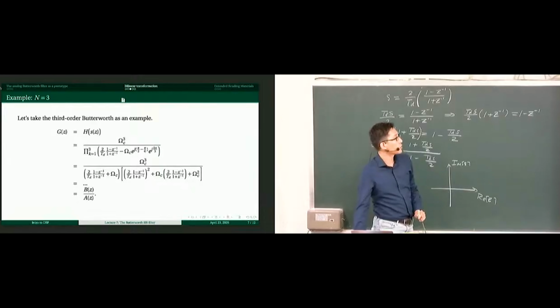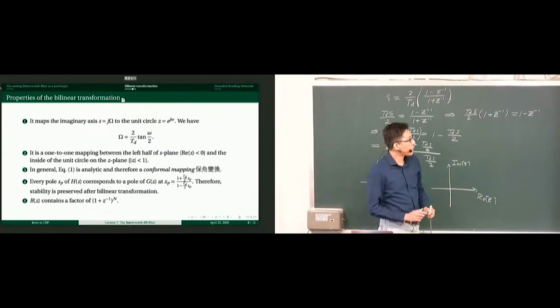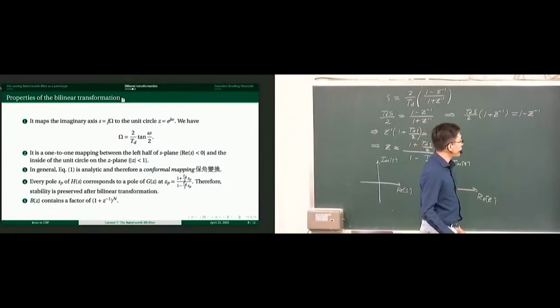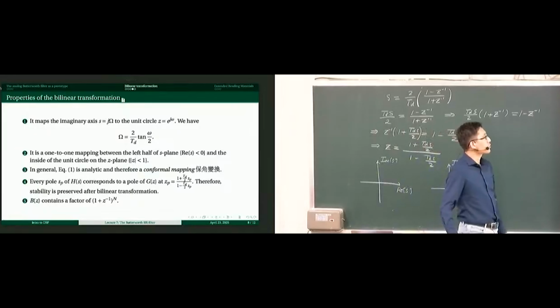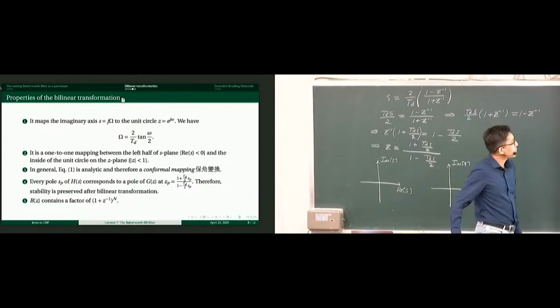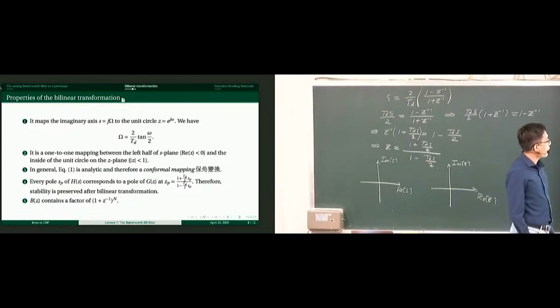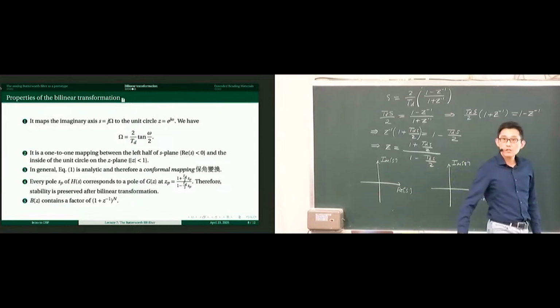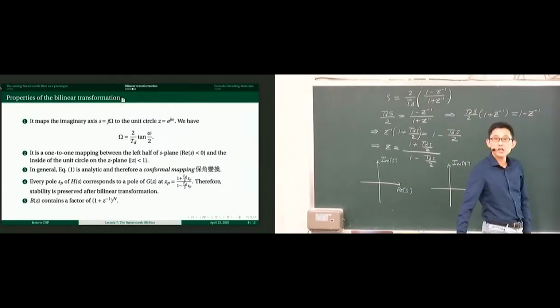Okay, so you can design a third order, but still, this is just about calculation. But next, we want to study a few properties of a bilinear transformation so that we can be convinced that this really gives us a good design. This difference equation really has basically the same frequency response as our analog prototype. Why can we call this a design?